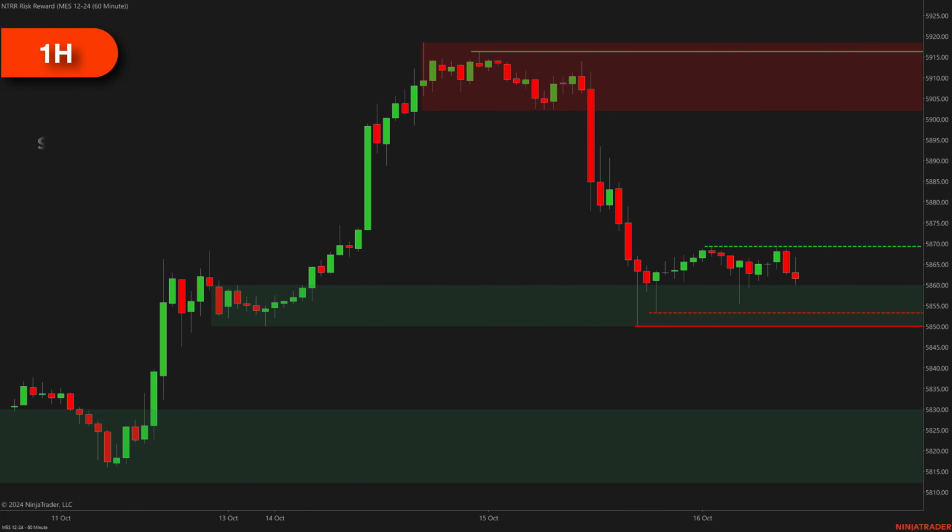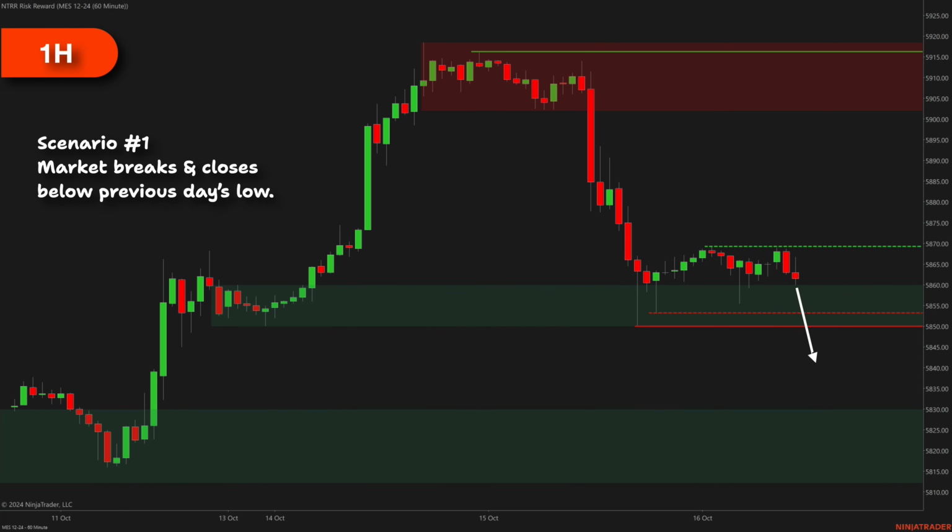Scenario 1. From the New York session open, the market breaks and closes below the previous day's low. If this happens, our bias will shift to bearish. In this situation, we will wait for a pullback into the 4-hour support area, which should now act as resistance. Once the market retests this level, we will look for reversal patterns and confirmation through supporting candles.